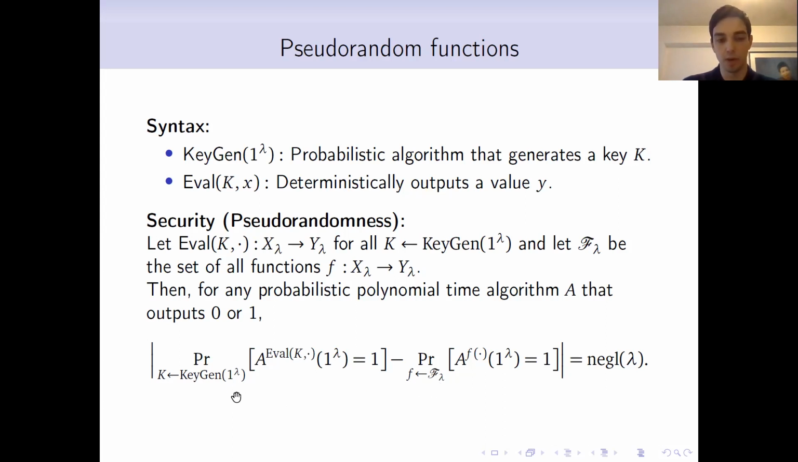And so we require that the difference between these two probabilities of A outputting 1 in each of the experiments is a negligible function of lambda. So this captures the property that the adversary cannot distinguish between the points where the actual function was evaluated and the values of a randomly chosen function.